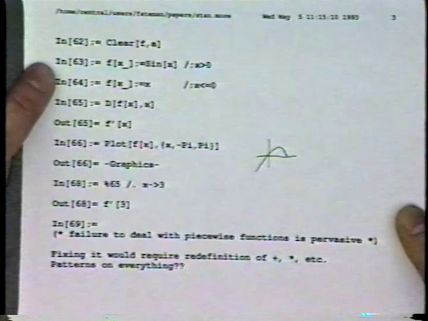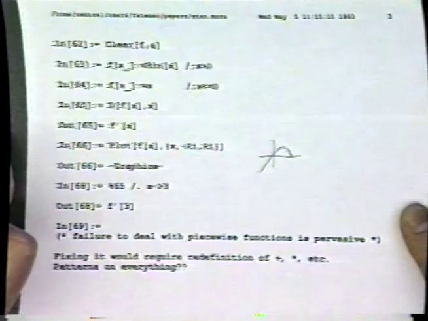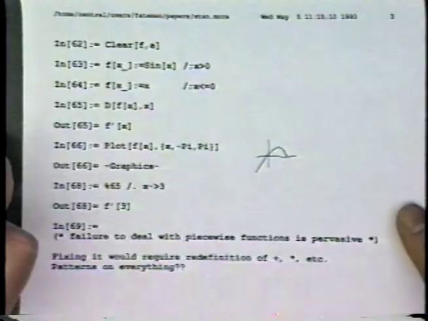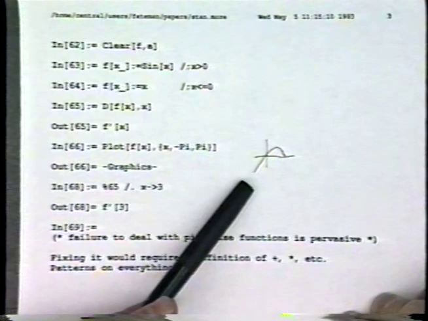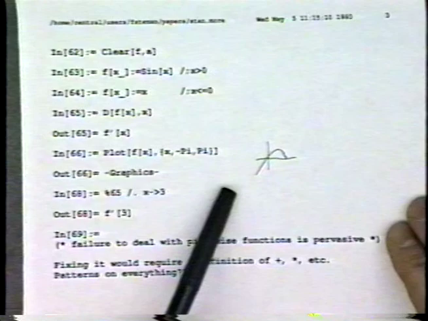Let's look at this example here. Let's define a function f of x as sine of x for all x greater than 0. Let's define the same function f of x to be x for x less than or equal to 0. There's nothing wrong with this function. We can draw a picture of it. It looks sort of like this. In fact, I drew a graph of it. I think it'll just be a waste of time if I do this with Mathematica live. But the plot is perfectly reasonable. It looks like that if I plot from minus pi to pi.